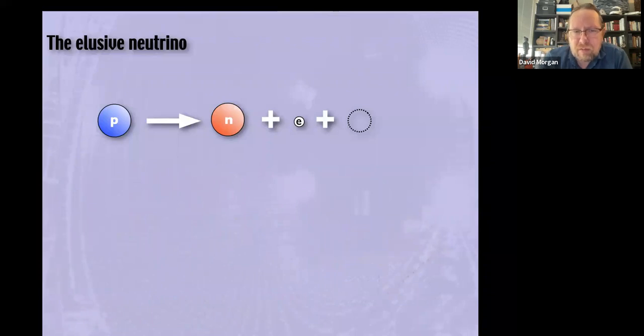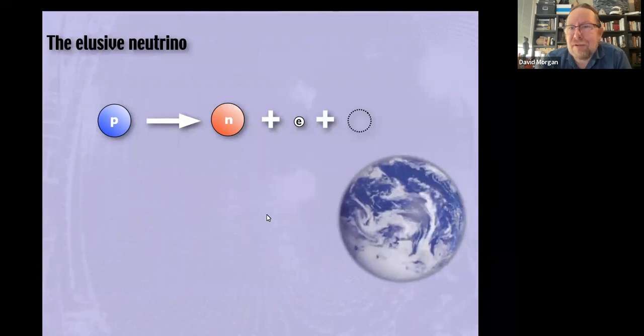Are we at the Earth yet? We've got to do 93 million miles. There we go. Now we're at the Earth.